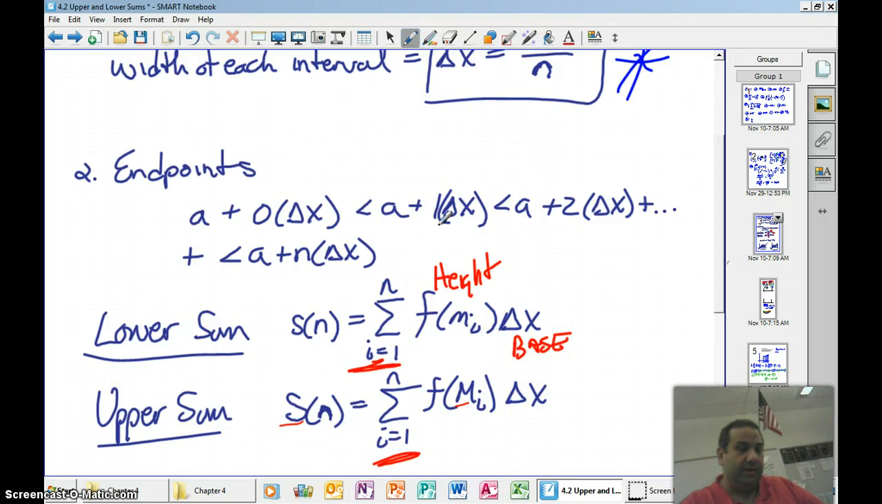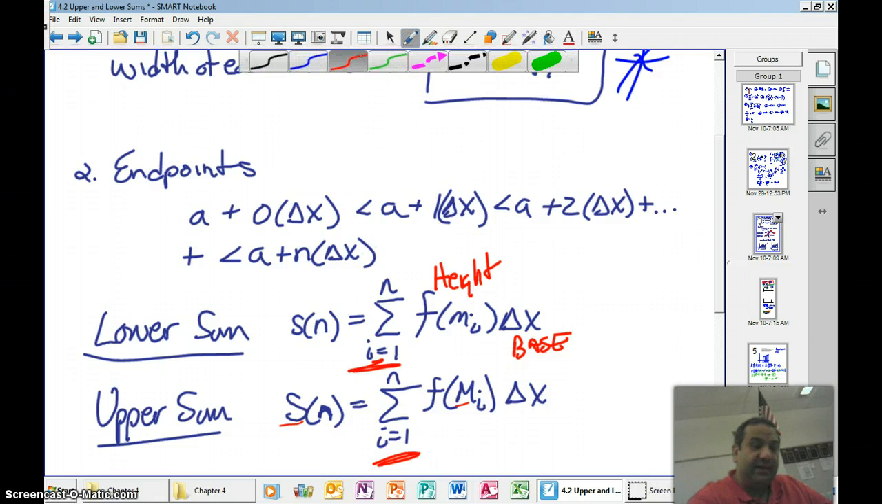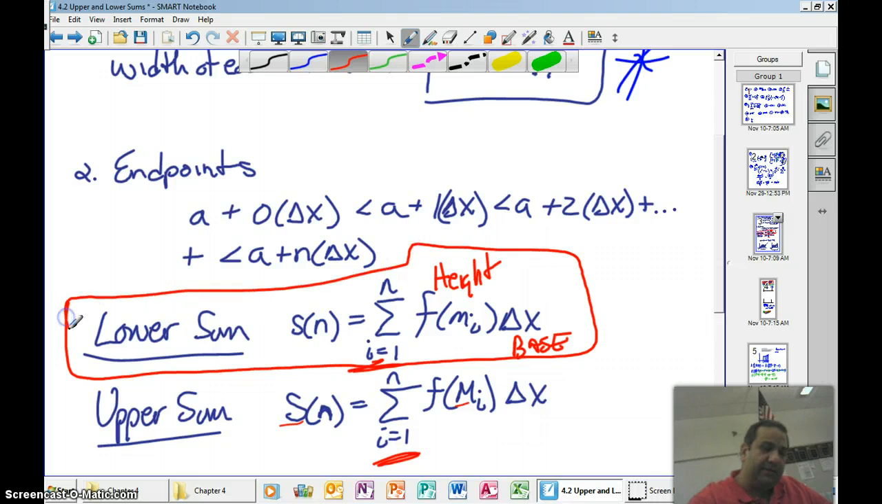And the lower sum, important now. This gets a box, it gets put in your notebook. This lower sum is the summation from 1 to n of f of m sub i. That's the height of the rectangle. So the height goes to the function times delta x, which is the base of the rectangle.